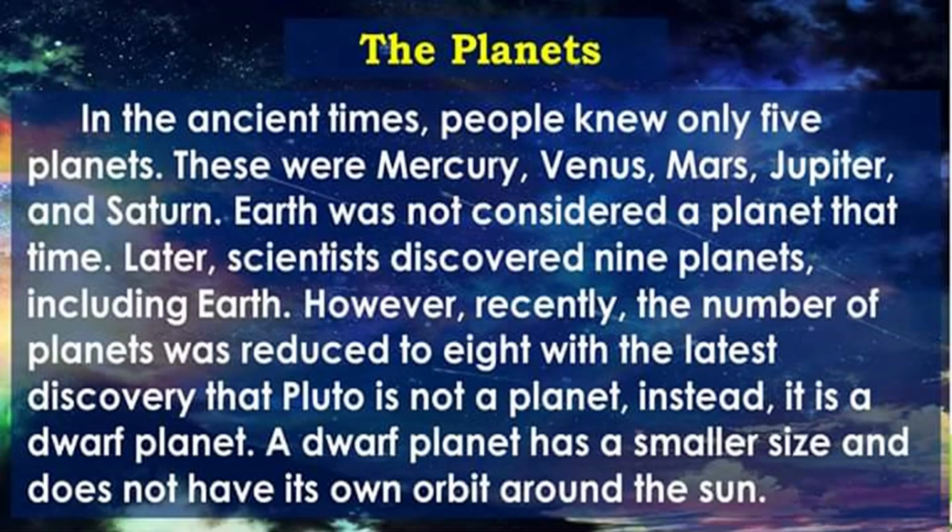The planets. In ancient times, people knew only 5 planets. These were Mercury, Venus, Mars, Jupiter, and Saturn. Earth was not considered a planet at the time. Later, scientists discovered 9 planets, including Earth. However, recently, the number of planets was reduced to 8 with the latest discovery that Pluto is not a planet. Instead, it is a dwarf planet. A dwarf planet has a smaller size and does not have its own orbit around the Sun.